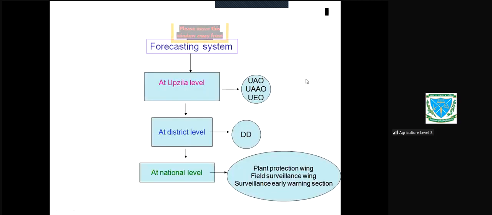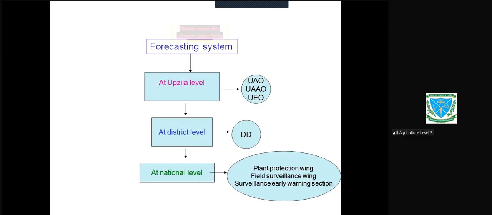This is how forecasting is done in Bangladesh. How does the forecasting system run? It starts from the Upazila level: agriculture extension, Upazila extension officer, Upazila additional extension officer, Upazila agriculture officer. These are the persons who are related and responsible to prepare a report for the forecasting. And how will they prepare? Based on the surveillance data, these are the persons who will prepare a report.